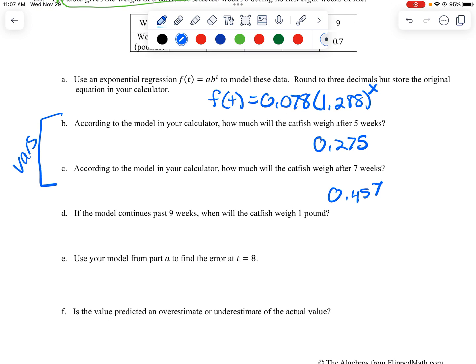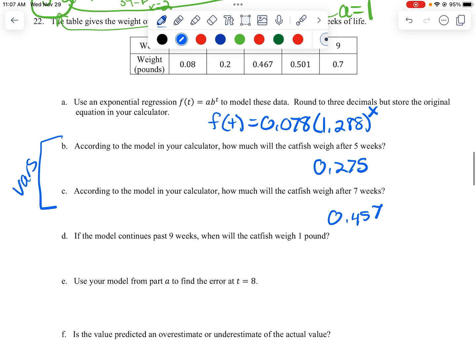When will the catfish weigh 1 pound? So again, you could graph this, because you could graph your f of t, and your y1, because you want to know when does 1 equal 0.078 times 1.288 to the x. So again, if you graph each part of those and find the intersection, it's at 10 weeks.